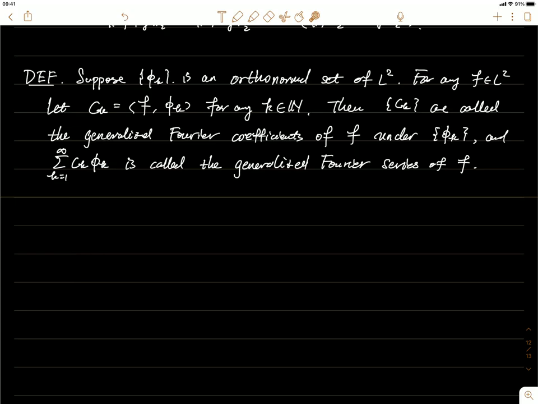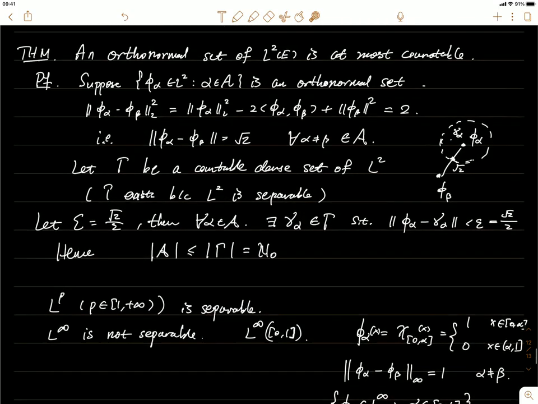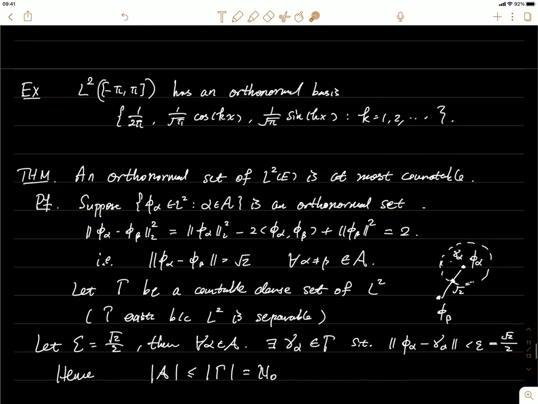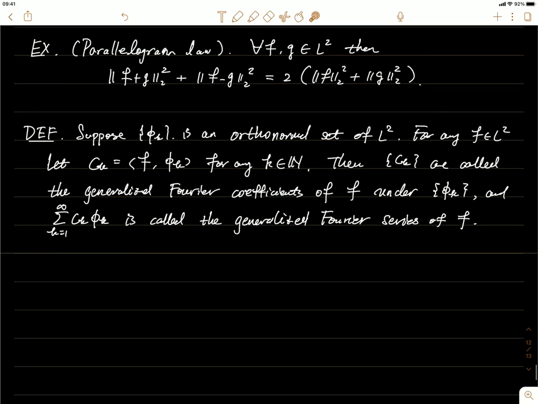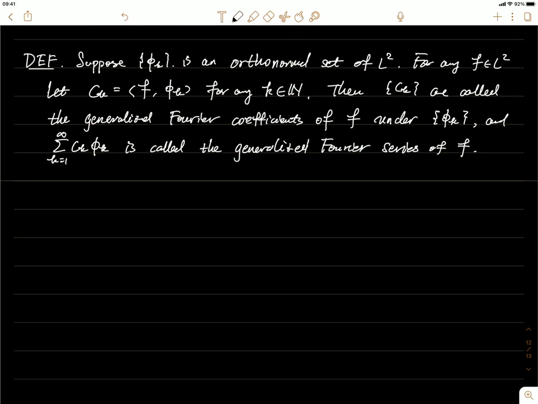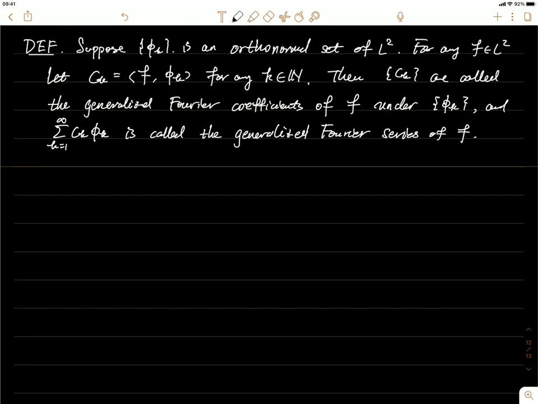Even if you have countably many of them, as in the previous example, if you extract a proper countable subset, then apparently you're not going to get back the original function f. We can get back f only if this orthonormal set is also complete. Generally speaking, we don't have that. We'll see soon what it means by a complete orthonormal set. So far, if we only have an orthonormal set, this just gives us the notation for generalized Fourier coefficients and generalized Fourier series.